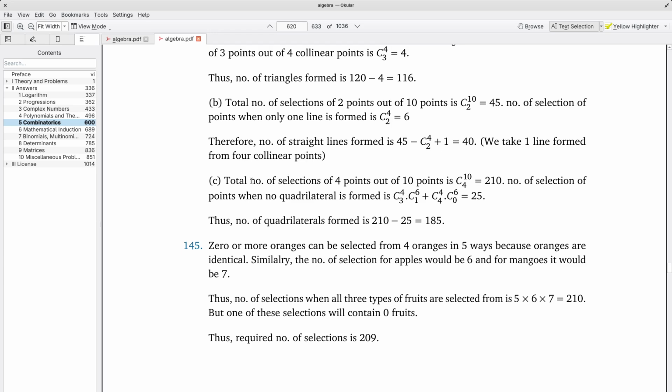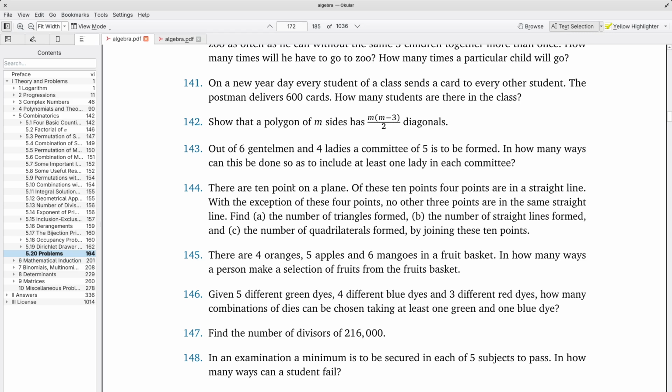Now we have to find the quadrilaterals. The total number of selections of 4 points out of 10 points is 10C4, that is 210. Now the number of selections of points when no quadrilateral is formed: from the 4 collinear points, you choose either 3 or 4. If you choose 3 or 4, then the quadrilateral won't be formed. So the number of selections in both cases will be 4C3 multiplied by 6C1 plus 4C4 multiplied by 6C0, that is 25. The number of quadrilaterals formed is 210 minus 25, that is 185.